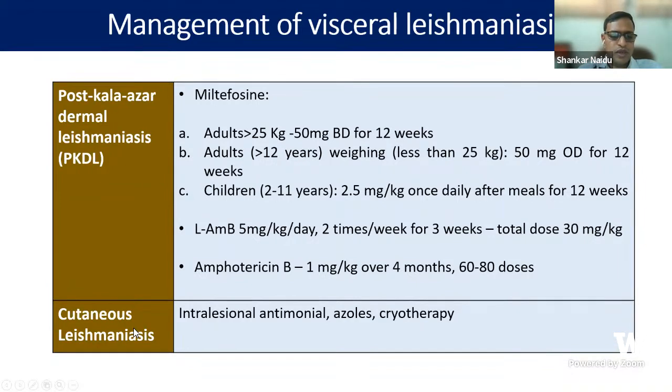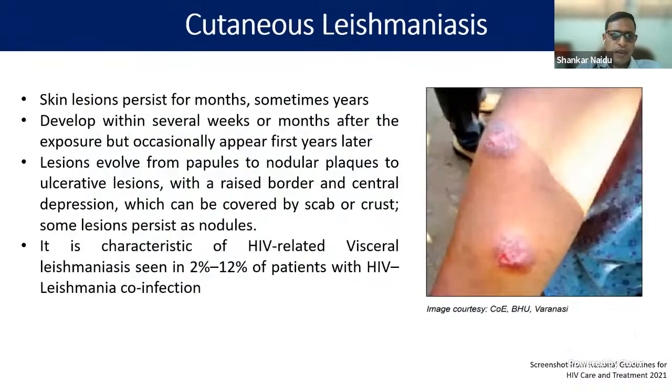Regarding cutaneous leishmaniasis, intralesional antimonial compounds or azoles or cryotherapy can be used. With cutaneous leishmaniasis, it is important to identify these lesions in people living with HIV, because even though cutaneous leishmaniasis manifestations are very rare, they can be a characteristic manifestation in HIV and visceral leishmaniasis co-infected patients. And it is seen in about 2 to 12% of patients with this co-infection.